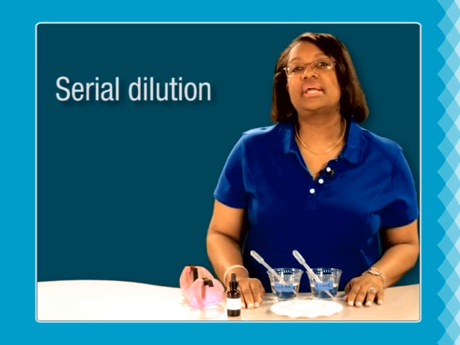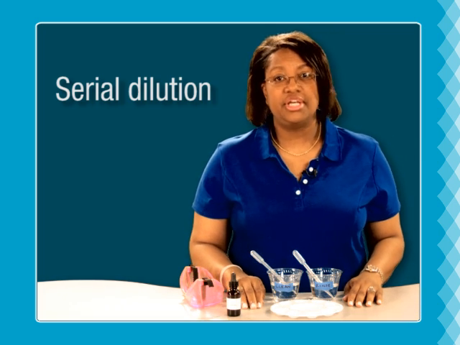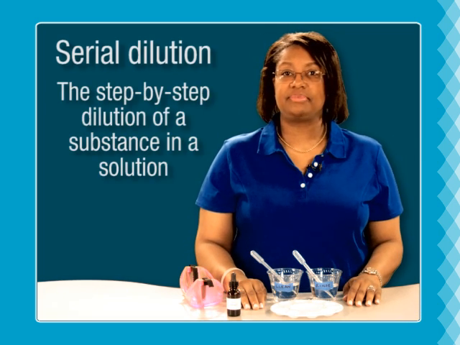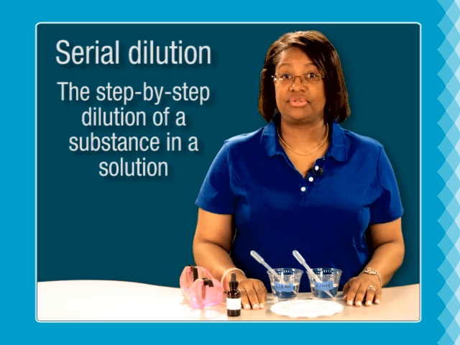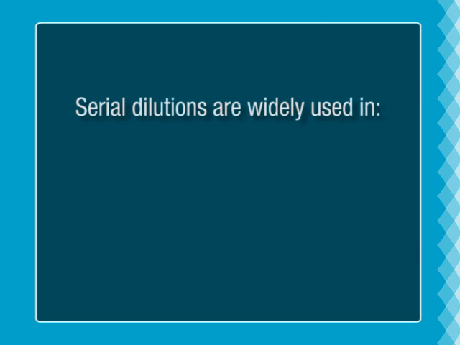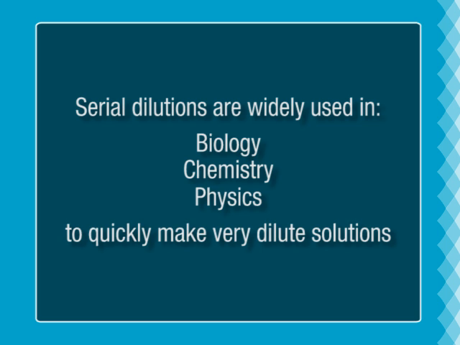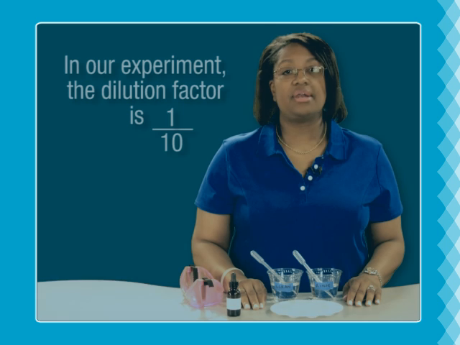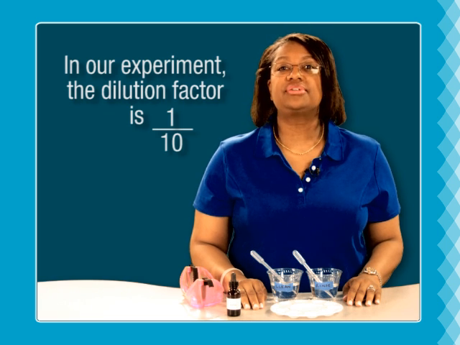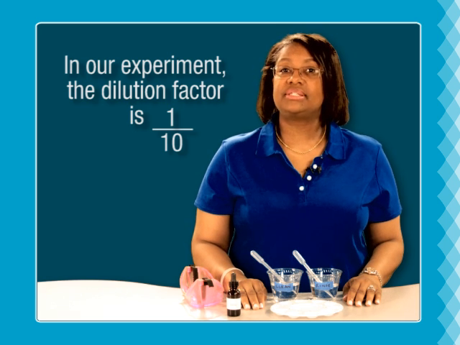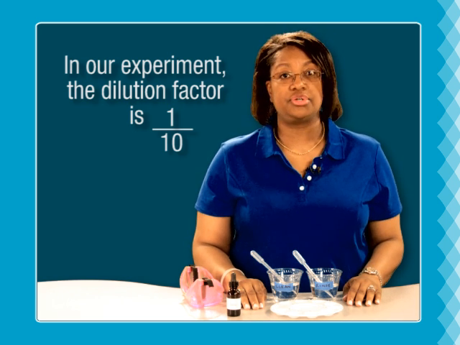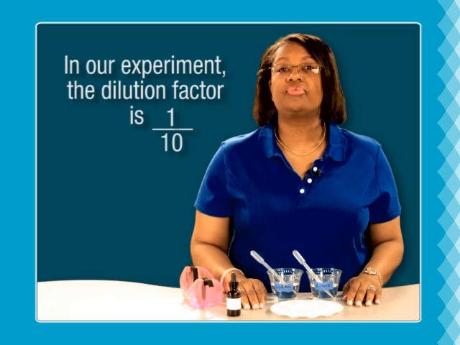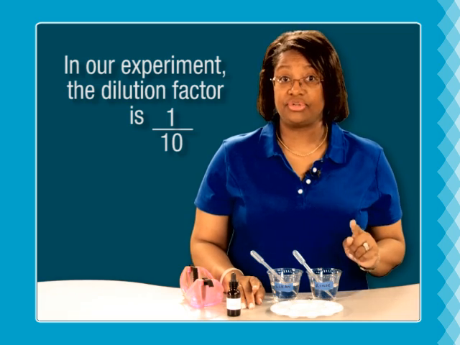We are going to use a technique called serial dilution. Serial dilution is the step-by-step dilution of a substance in a solution. Serial dilutions are widely used in biology, chemistry, and physics to quickly make very dilute solutions. In our experiment, the dilution factor is 1/10. This means that the concentration of the initial solution will decrease by a multiple of 1/10 with each dilution.